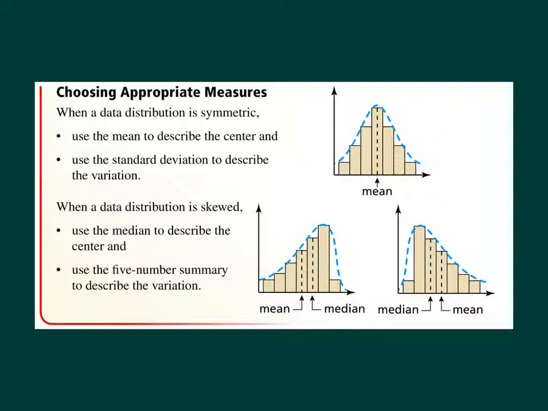And when it says here to use the 5-number summary to describe the variation, remember that is the least value, the greatest value, and then the three quartiles. Q1, also known as the lower quartile, Q2, also known as the median, and Q3, also known as the upper quartile. Those 5 numbers which we use to plot a box and whisker plot are a way to describe the variation there. Standard deviation can be messed up a little bit because the mean has been thrown off and the standard deviation is so connected to the mean.